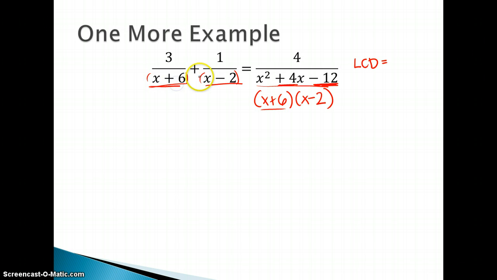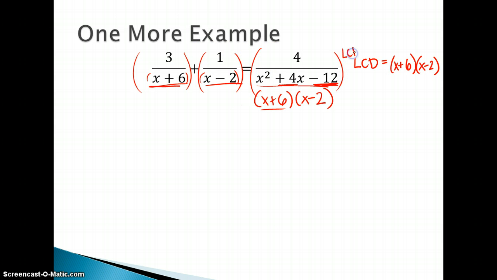Well, x plus 6 appears once in this fraction on the right, once in this fraction on the left, so the most it appears is once. And same thing with x minus 2 appears once here, and once here. So x plus 6, x minus 2 would be my least common denominator. So this one becomes a little more tricky.